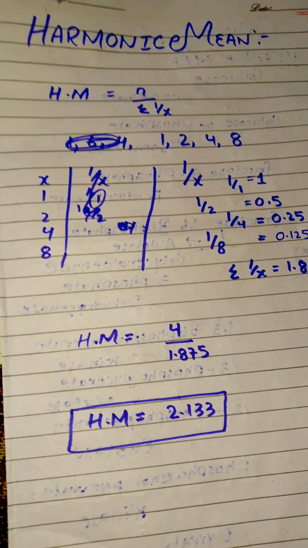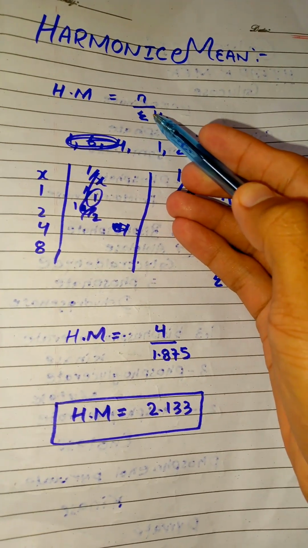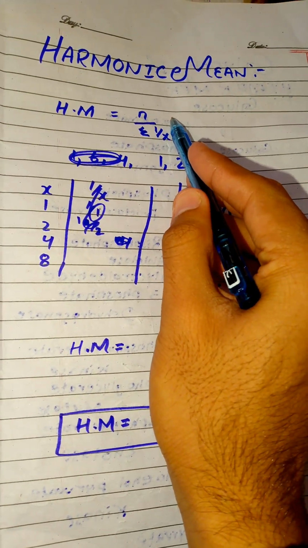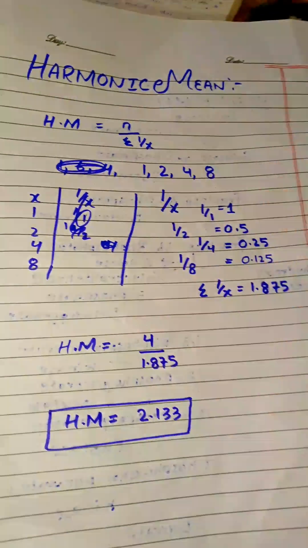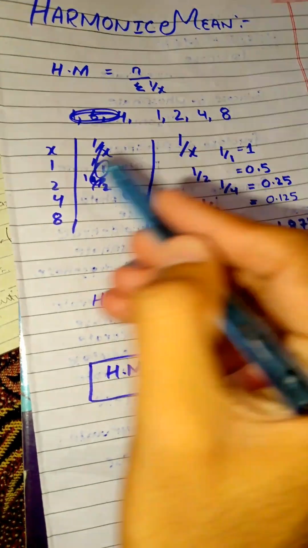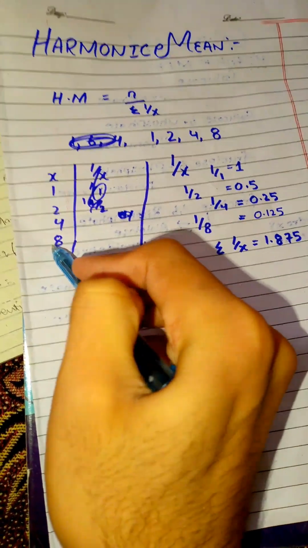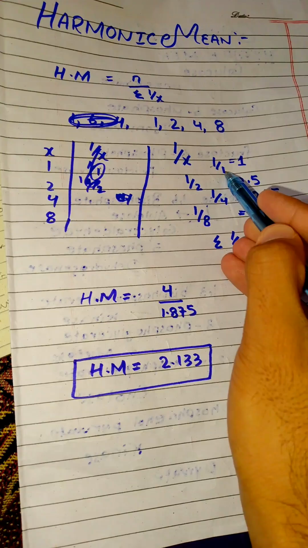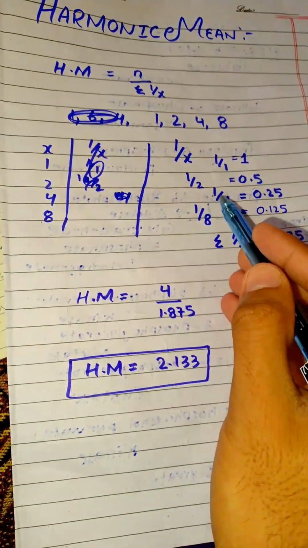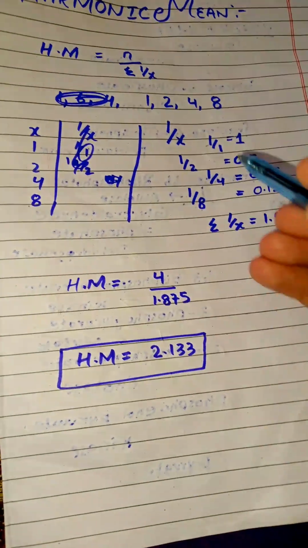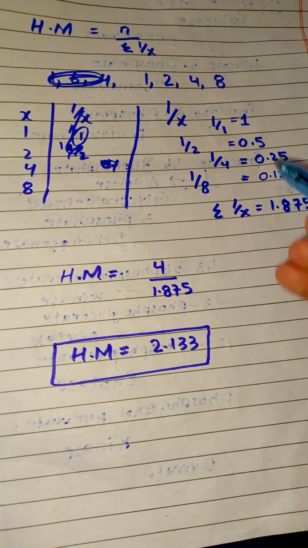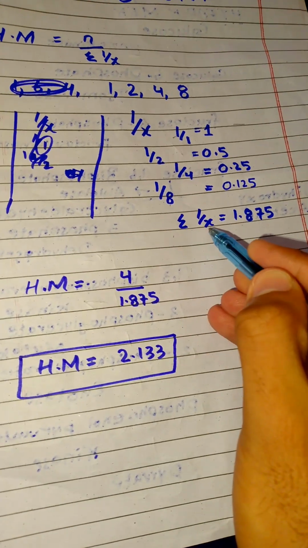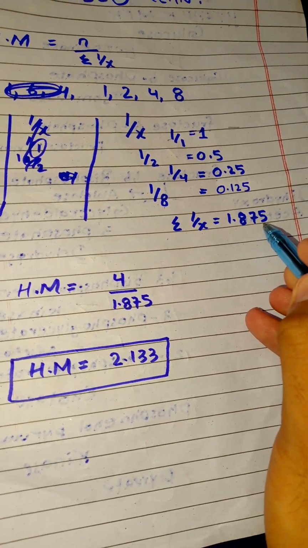Let's move to the next topic, which is harmonic mean. For harmonic mean we have a formula: n divided by the summation of the reciprocal of x. Now n is equal to the total number of observations. First of all we have the values of x, which are 1, 2, 4, 8. We just take the reciprocal of these values. The reciprocals are 1 over 1, 1 over 2, 1 over 4 and 1 over 8. By dividing these we can get the values, and by summing all these values we get the summation of the reciprocal of x, which is equal to 1.875.